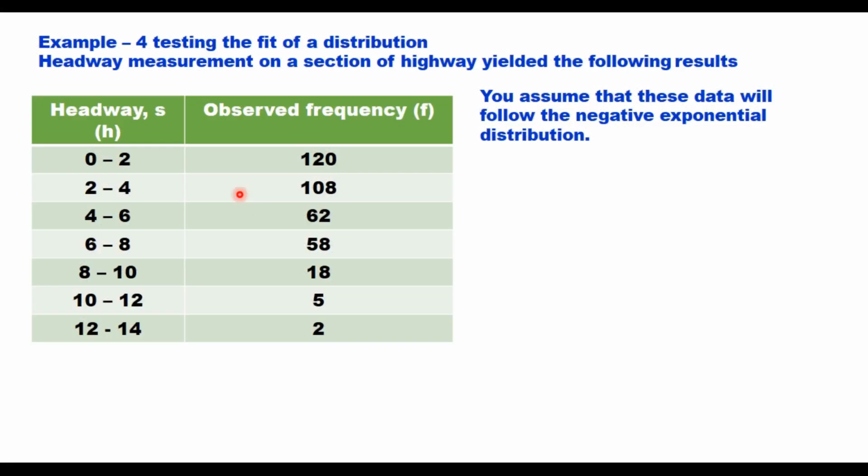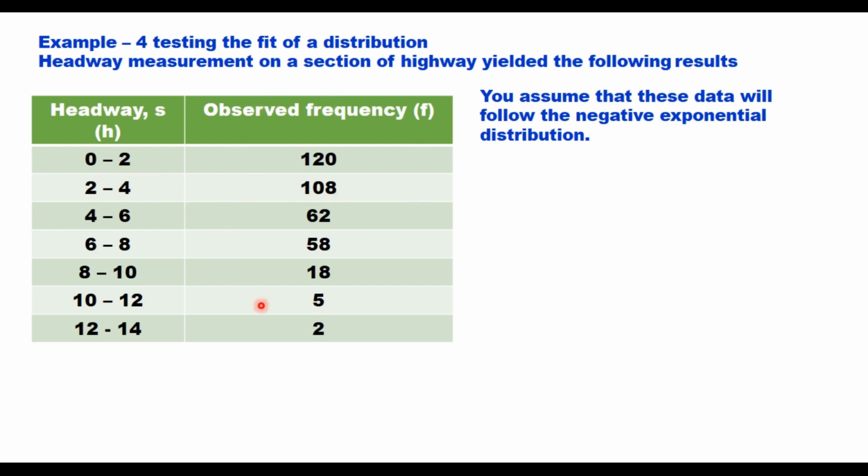Let me take one more example just to illustrate the procedure of using chi-square test for testing the fit of a distribution. Suppose you have headway measurement on a section of highway, and these are the results. You have a frequency table here. For headway range of 0 to 2 second, there are 120 vehicles. 2 to 4 second, there are 108 vehicles.